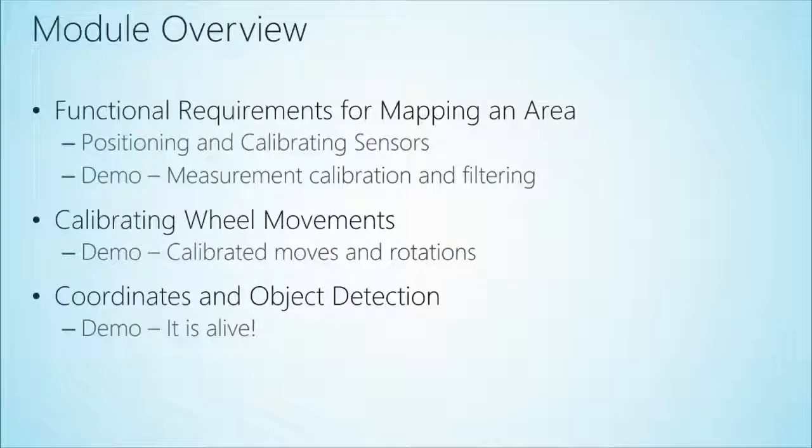So very quickly, in this module we're going to again look at the functional requirements for mapping an area. Talk about positioning, calibrating sensors. We'll give you a demo of that. Then we need to calibrate wheel movements. We'll go back over to the pit and show you a little bit about how we calibrate wheel movements so that you can see the importance of doing that, using the robot. And then we'll bring all this stuff together. The GuardBot will come alive, go after the MS BumpBot, and we'll see if he can track him down and disable him. Okay, so that's what the module will look like. Now I'm going to turn it over to Chris.